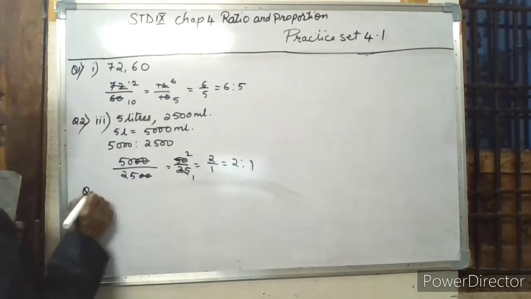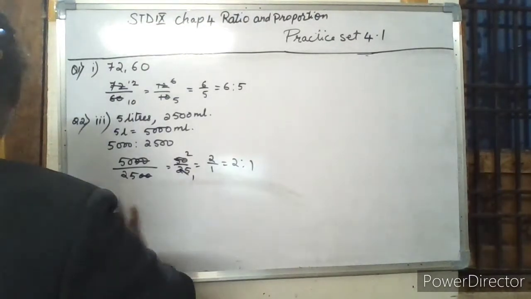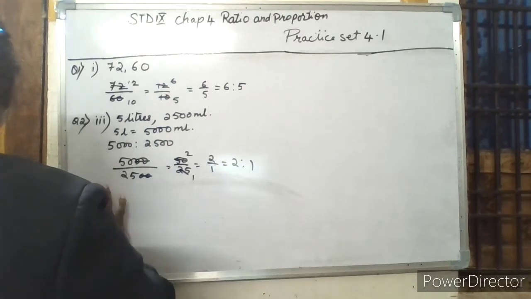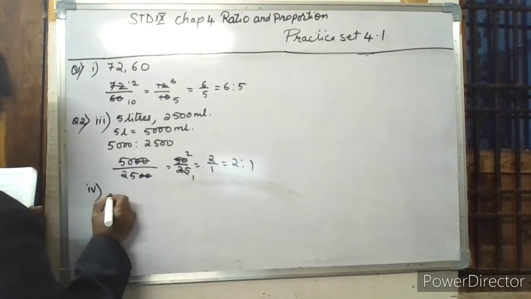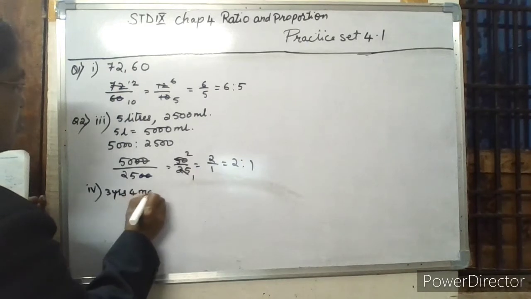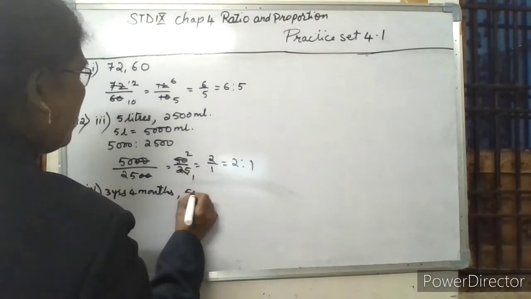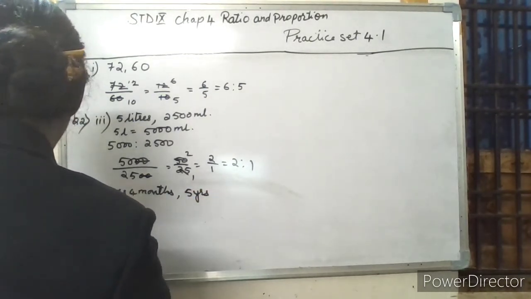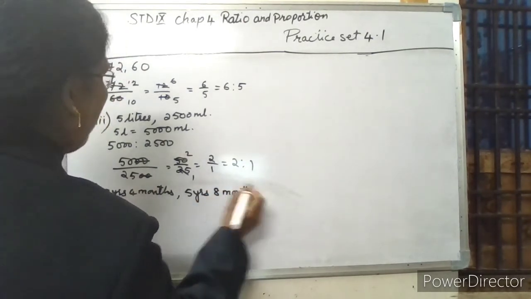Then question number 3. Now the fourth question. It is given 3 years 4 months and 5 years 8 months. We have to find the reduced form of this.